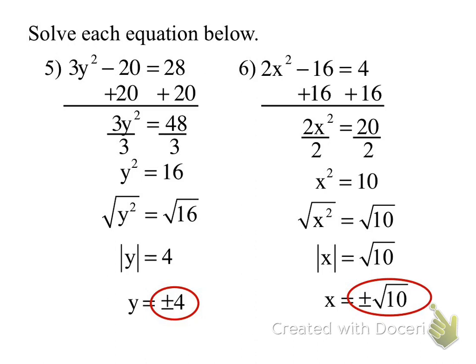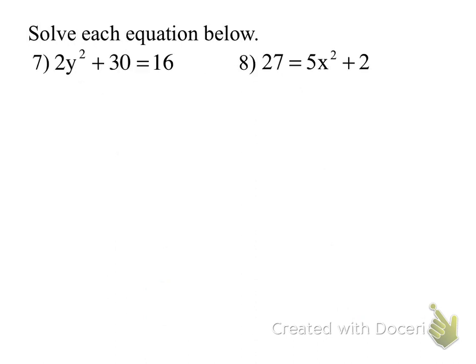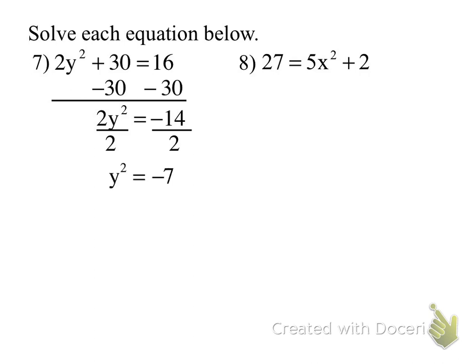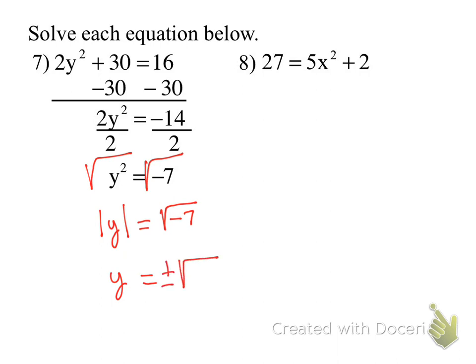Okay, did you guys get that? All right, so we're still doing the same thing. Subtracting 30. Divide by 2. Now what? Root both sides. I'm rooting both sides. And then what? Absolute value of y equals rad... Keep going. y equals plus or minus rad negative 7. Agree? Yes.